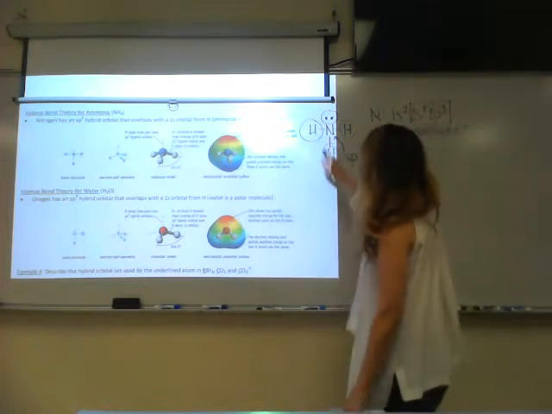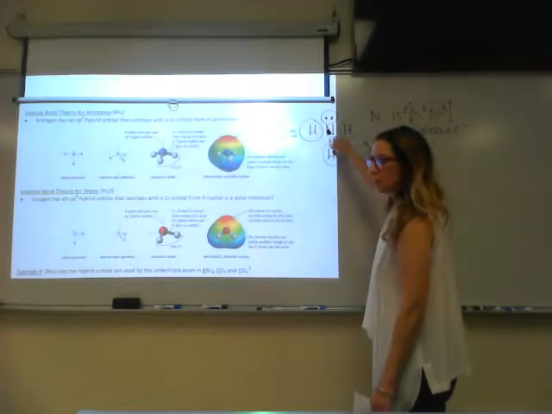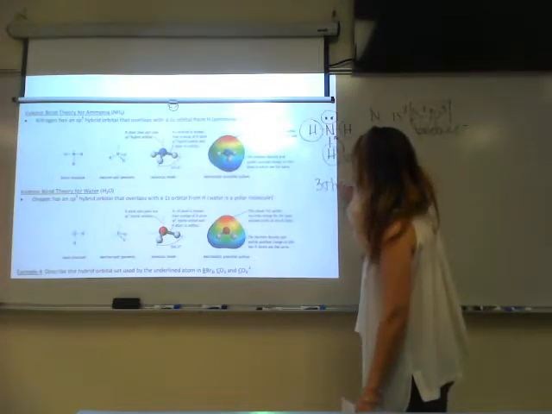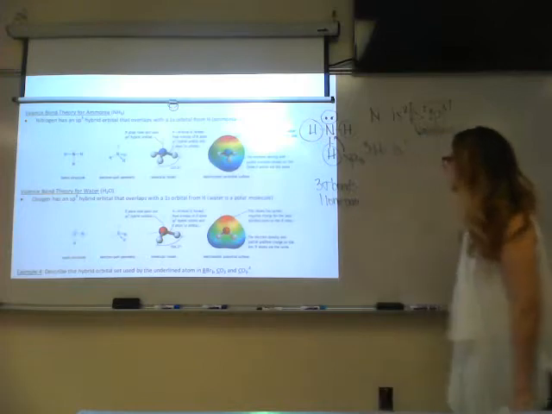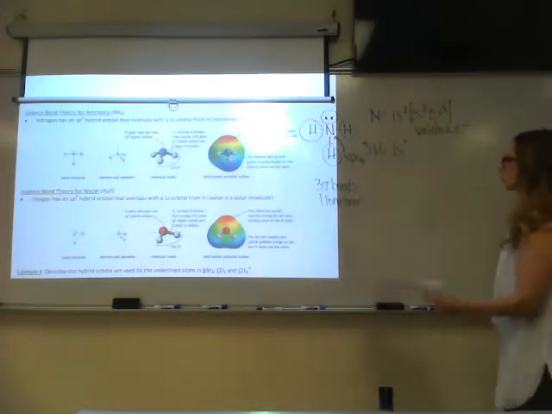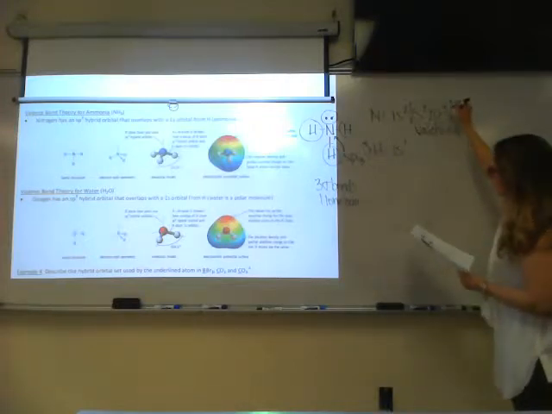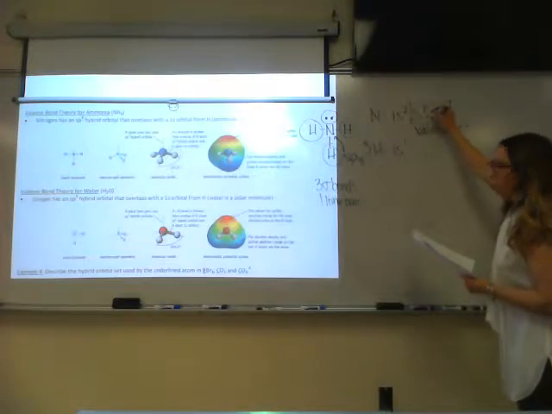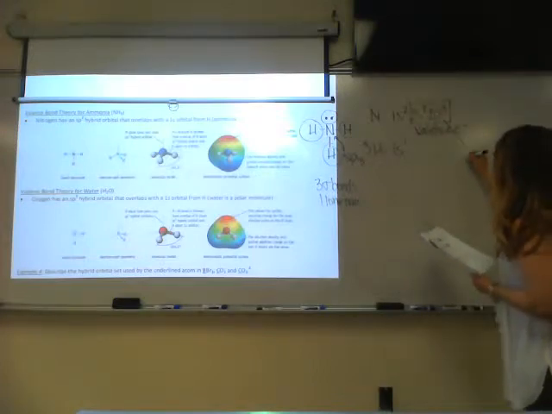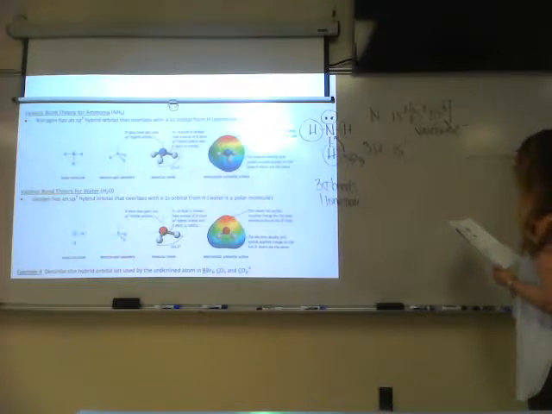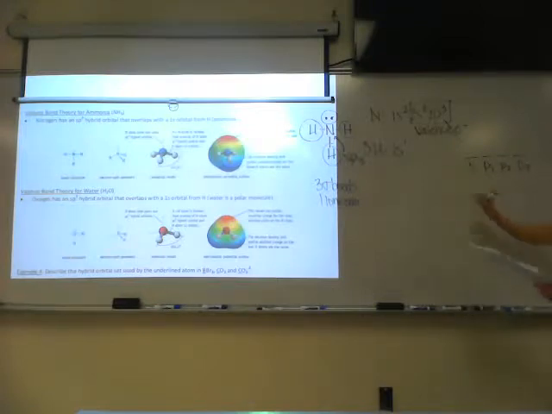Here's what I want you to know. You have 3 sigma bonds, and you have 1 lone pair of electrons on nitrogen. So when you're doing this, the 5 electrons that are in nitrogen's valence shell are going to go into these sp3 hybrid orbitals. So I'm going to fill them first. 1, 2, 3, 4, 5.